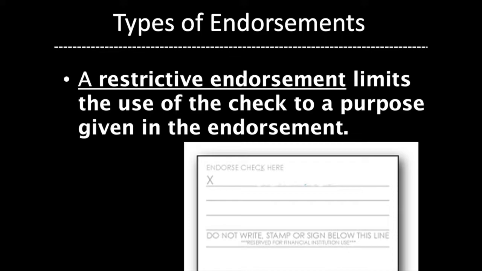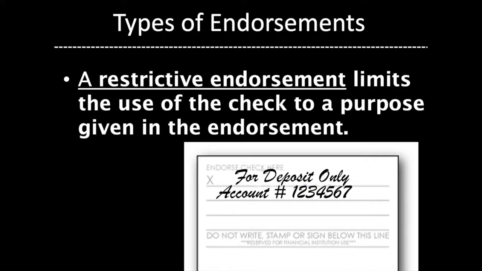The third type of endorsement is a restrictive endorsement. A restrictive endorsement limits the use of the check to the purpose given to the endorsement. For example, you may have several checks that you want to mail to the bank. You could write "for deposit only" above your signature, followed by the account number. This endorsement restricts use of the check so that it can only be deposited into your account.